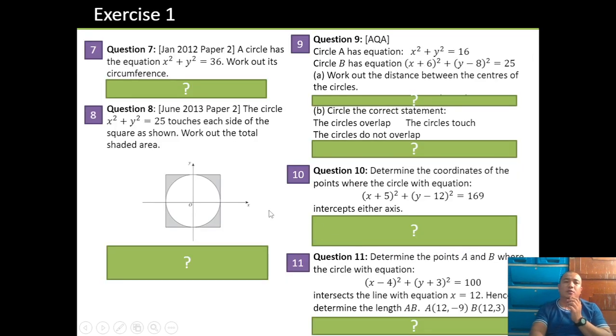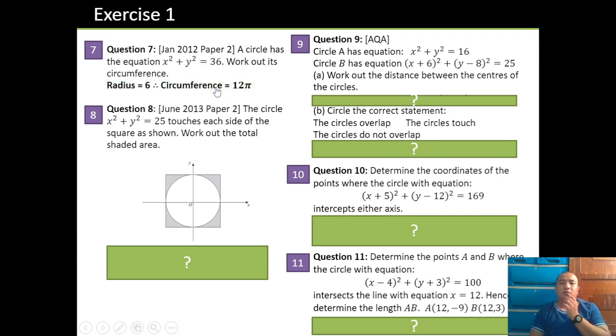So, let's proceed to number 7. A circle has the equation x squared plus y squared equals 36. Work out its circumference. Okay, just determine the radius: 6, square root of 36. Then 2 pi r, 2 times r is 12. 12 pi is the circumference.